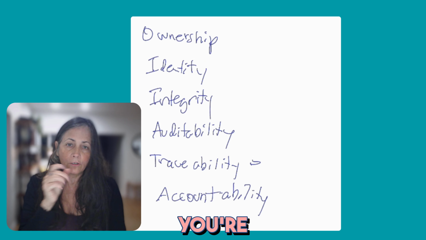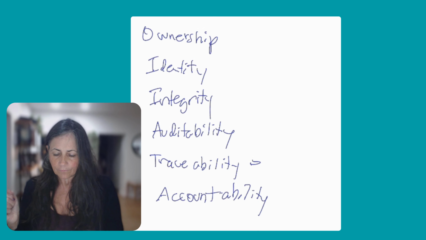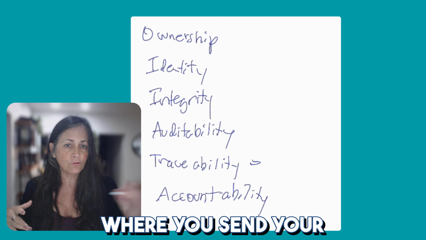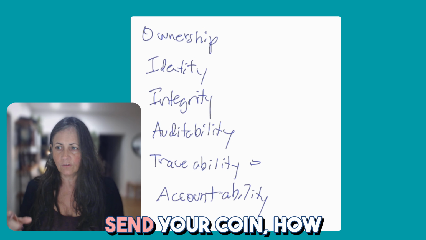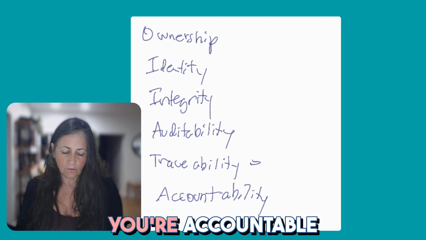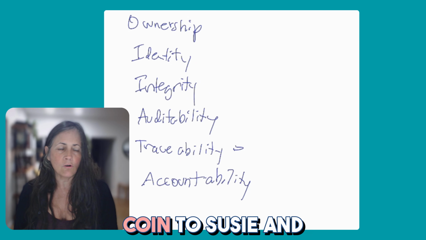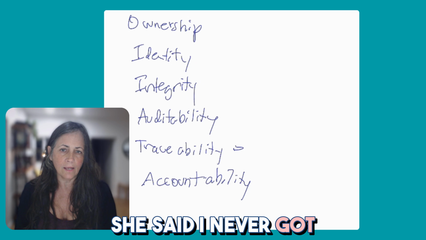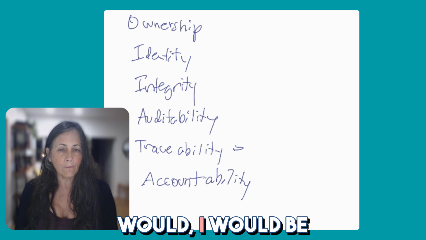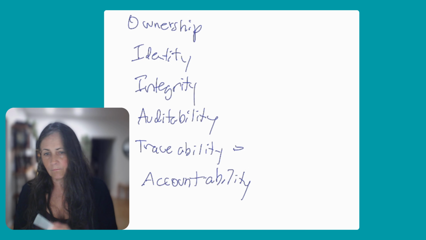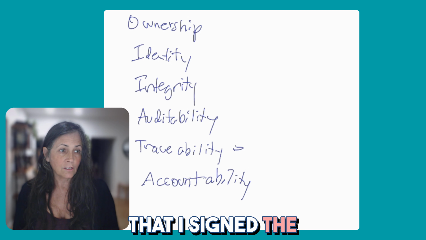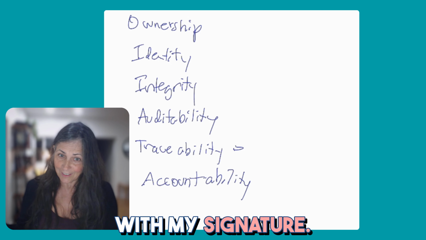Accountability. You're accountable for where you send your coin, why you send your coin, how you send your coin. You're accountable by your signature. So if I was sending coin to Susie and she said I never got it, I would be able to show her that I signed the coin over to her with my signature.